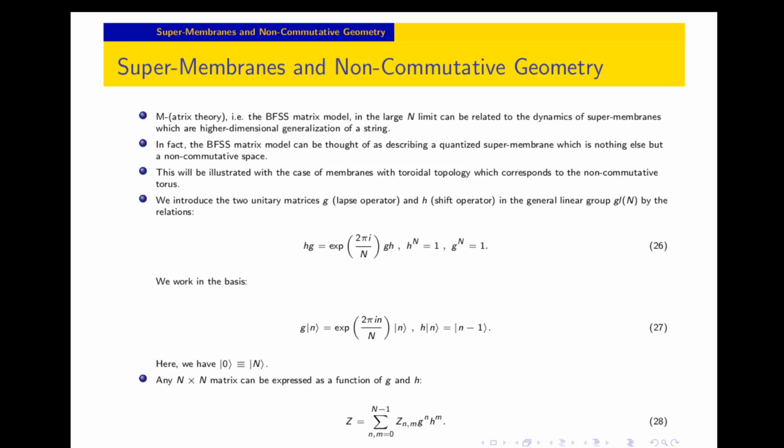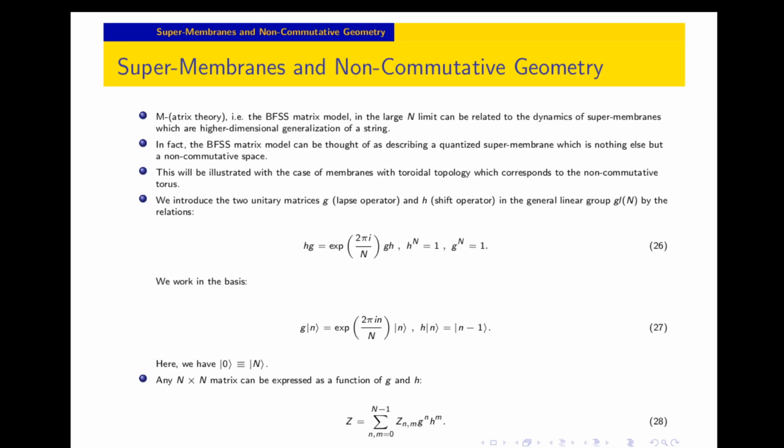In this last section, we'll explore the relationship between supermembranes and non-commutative geometry within the BFSS matrix model, also known as M-atrix theory. M-atrix theory, in the large N limit, relates to the dynamics of supermembranes, which are higher dimensional generalizations of strings. The BFSS matrix model can be viewed as describing a quantized supermembrane inherently linked to non-commutative space. We illustrate this with membranes of toroidal topology, corresponding to a non-commutative torus.